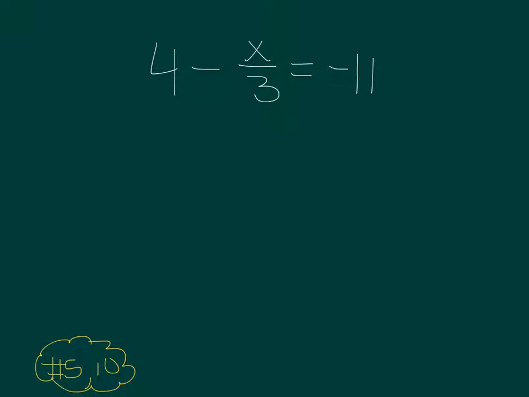Next type of problem. 4 minus x over 3 equals negative 11. We have also done this type of problem before. This is just looking at it again, making sure we remember. We save the variable to the very end. We have to get rid of the 4. It's a positive 4, so we're going to subtract 4 from both sides.